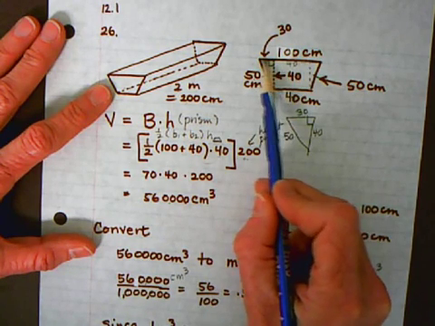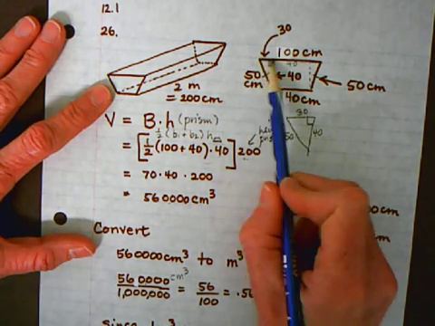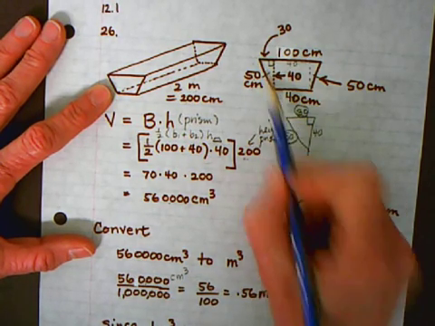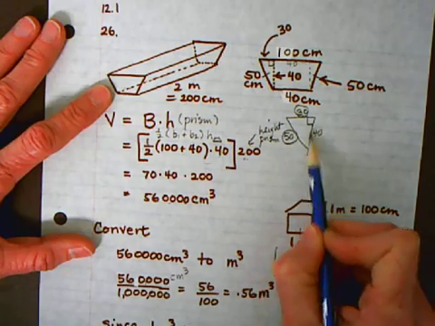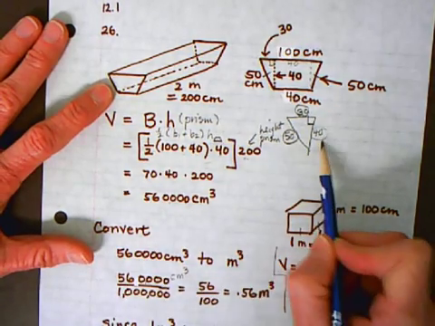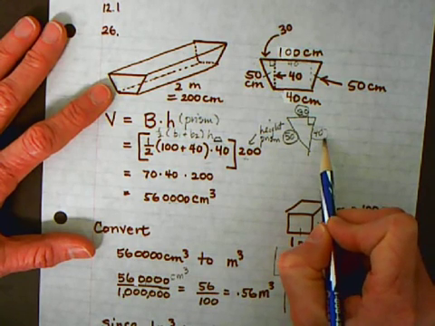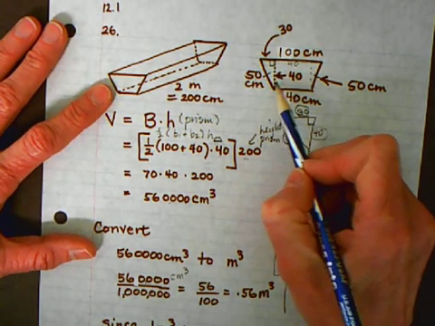Now, if this is 30, this dimension here, the leg of the trapezoid, is 50, I can see that this is a 3, 4, 5 triangle that's just been multiplied by a factor of 10. Okay, that's good to know because that means the height of my trapezoidal base is 40.